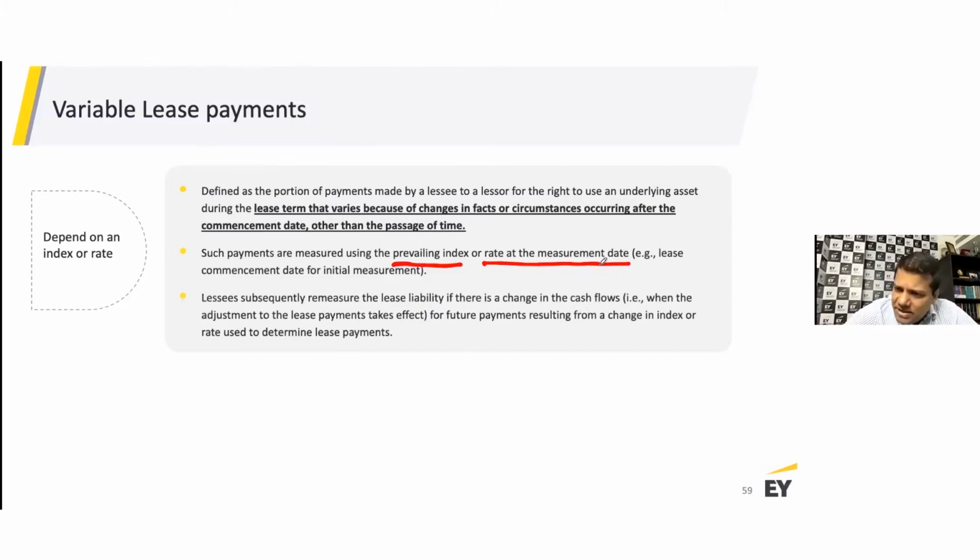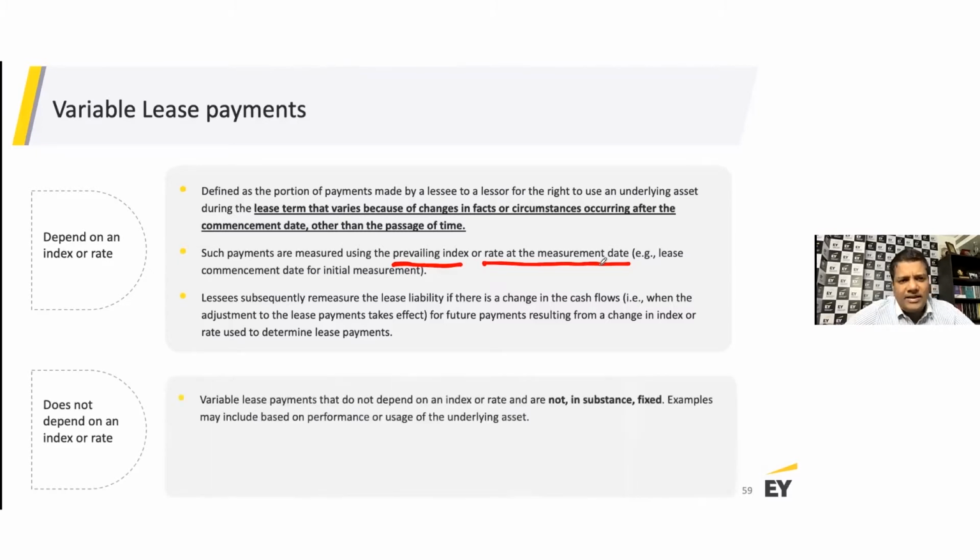Lessees subsequently remeasure the lease liability if there is a change in the cash flow, when the adjustment to the lease payment takes effect for future payments resulting from a change in the index or rate used to determine the payments. So at every measurement date, if there is a change in the index, then you are required to remeasure your liability. And we will also try to understand how the effect of the remeasurement takes care of things.